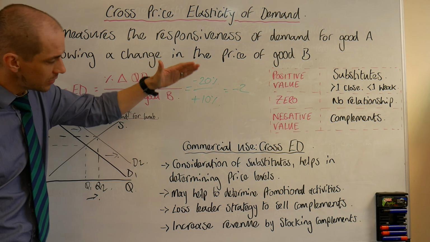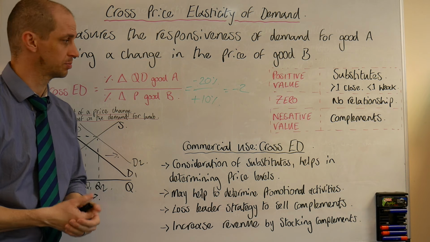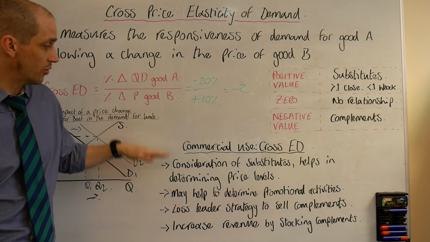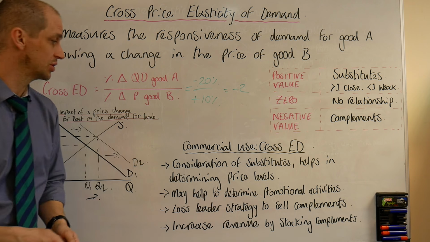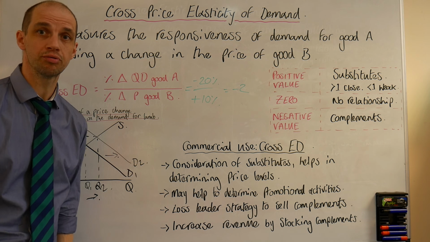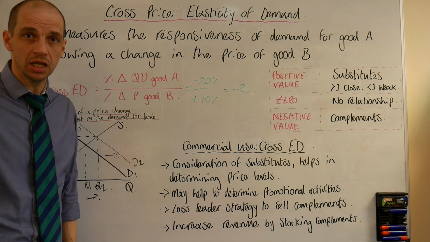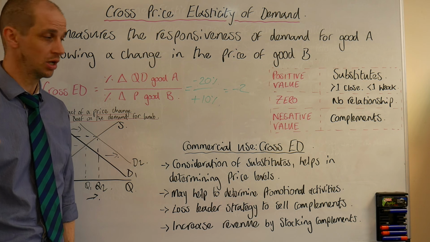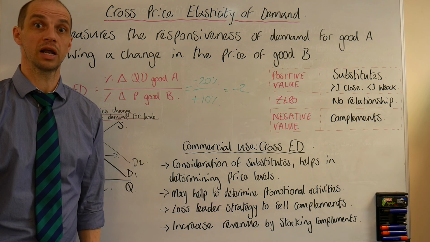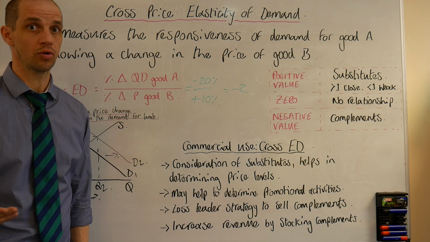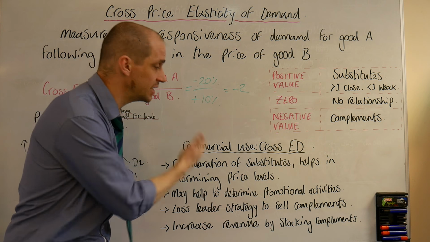Right, so what are the commercial uses of cross-price elasticity of demand? Well, of course, it enables you to consider the substitutes, and that can help to determine price levels. So if a particular good has no close substitute products, then it's more likely that you can actually charge a very, very high price. So that is an interesting point.